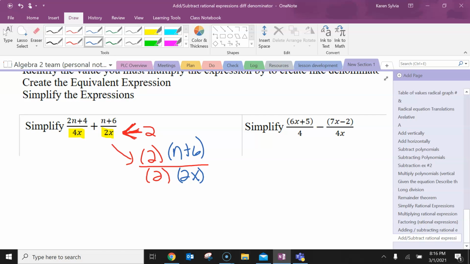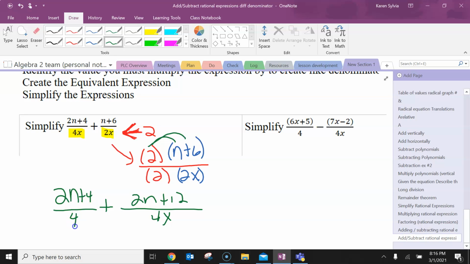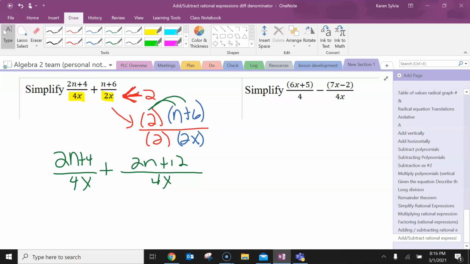So when I multiply, I'm going to have 2n plus 12 in the numerator, and I'm going to have 4x in the denominator. Now I can bring the first ratio back into the original problem. So I'm back now where I was yesterday, and my denominators are now common. So I can create one ratio where I combine my numerator and denominator.